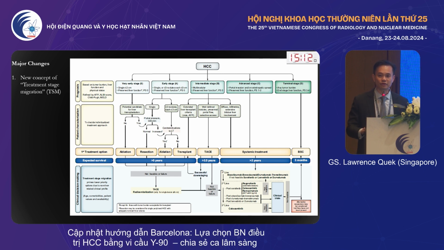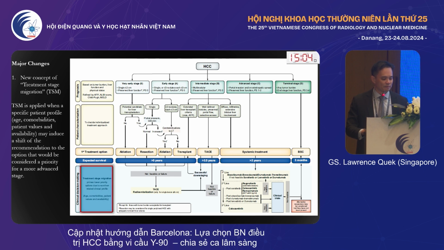And I'll take you through slowly. So what has changed? We're talking about a new concept of treatment stage migration. And what does that mean? It means that based on the patient's specific profile, like comorbidities, age of the patient, values and availability, you may shift the recommendation from the left side towards the right side of the chart, which is more for advanced patients, but you can use those techniques to treat the early stage patients.